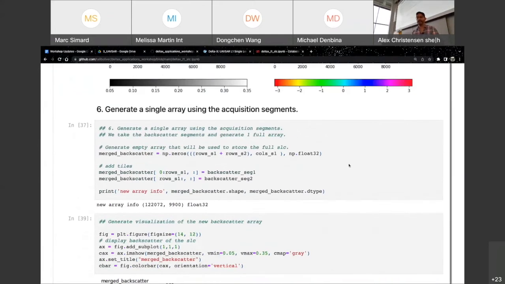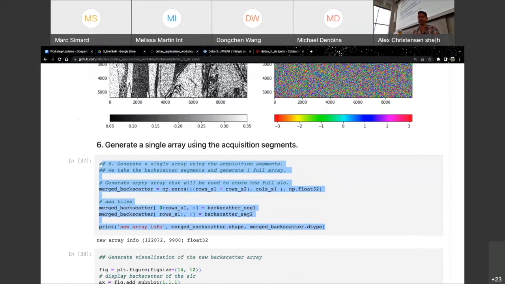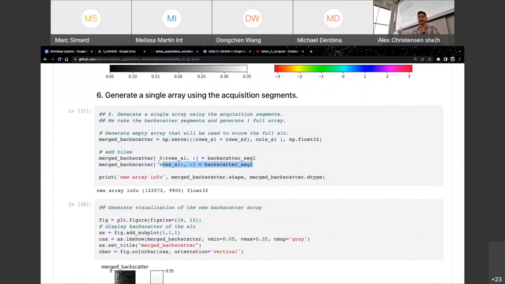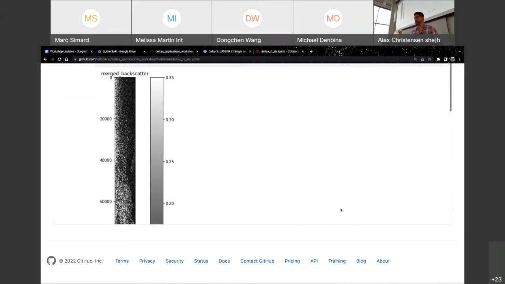And lastly, if someone happens to be curious on how to join the two segments, I did it here so that you can copy it. It's just based on the information that you read from the annotation file. You know the size of segment 1, you know the size of segment 2, so you can generate an empty array, and then you populate that empty array with the image. And this is the very long plot. This is how the actual acquisition of UAVSAR looks. Don't expect people to use this. It's just so that people know it's there.